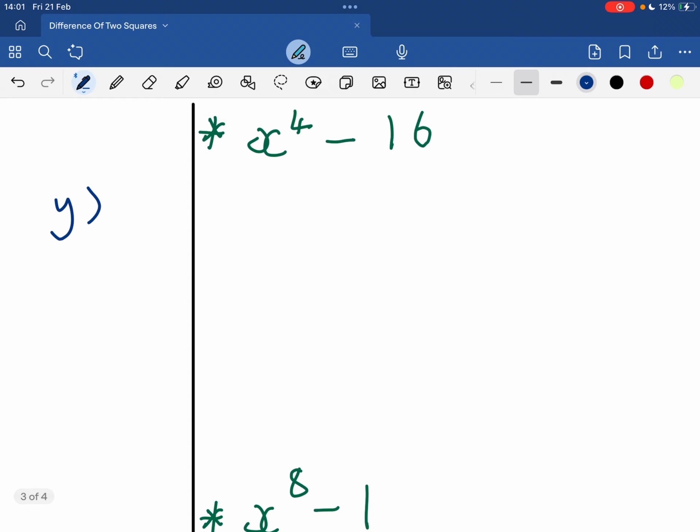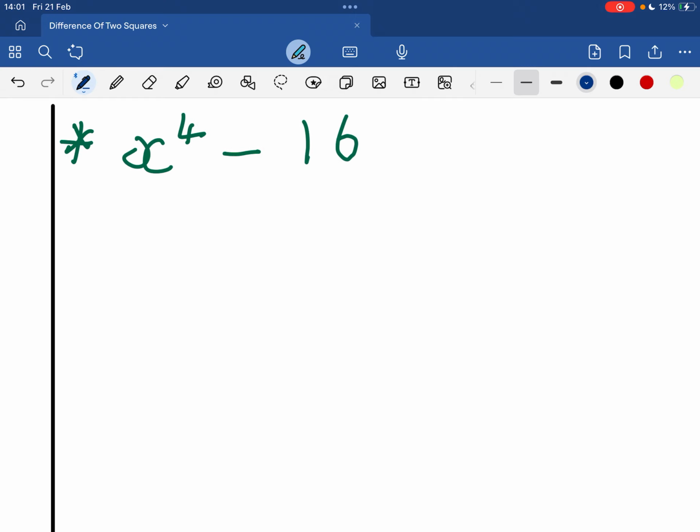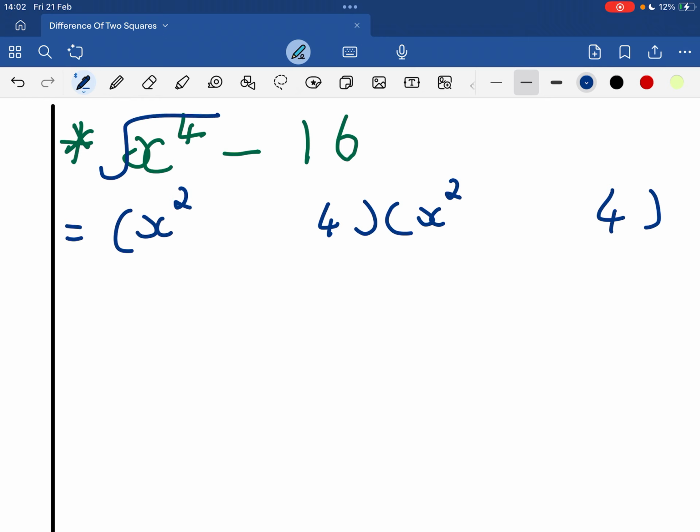Great. What about this example? X to the power 4 minus 16. I've put this example here because it teaches us a very important lesson. Have a look. I'm going to open two brackets and I'm simply going to put x squared, 4, and 4. This is because the square root of x to the 4 is x squared, and the square root of 16 is 4. Plus and minus.